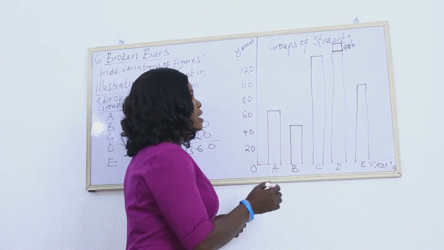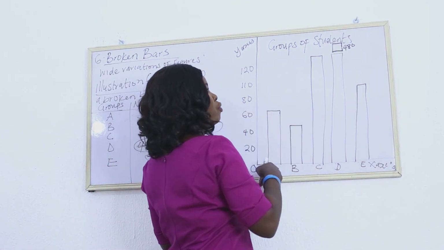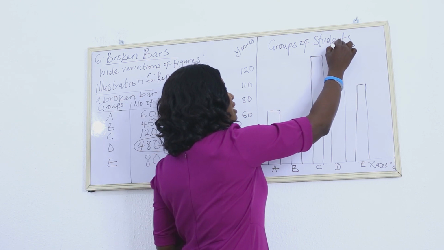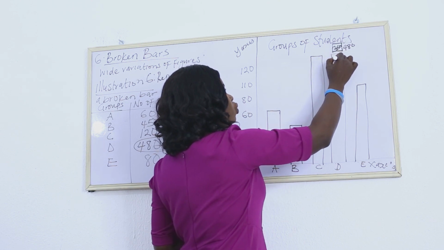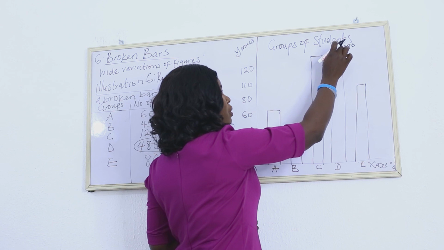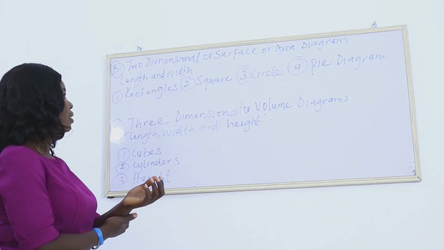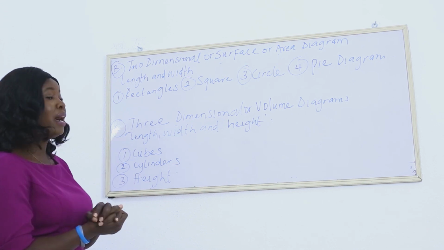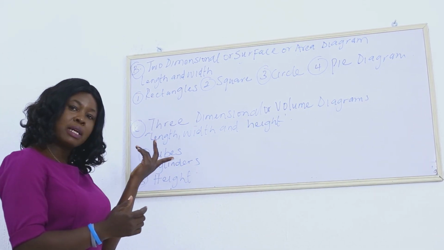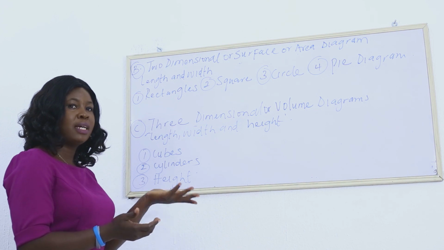So it means the remaining broken bar diagram here is 360, and this is 120. So 120 plus 360 will give me 480.